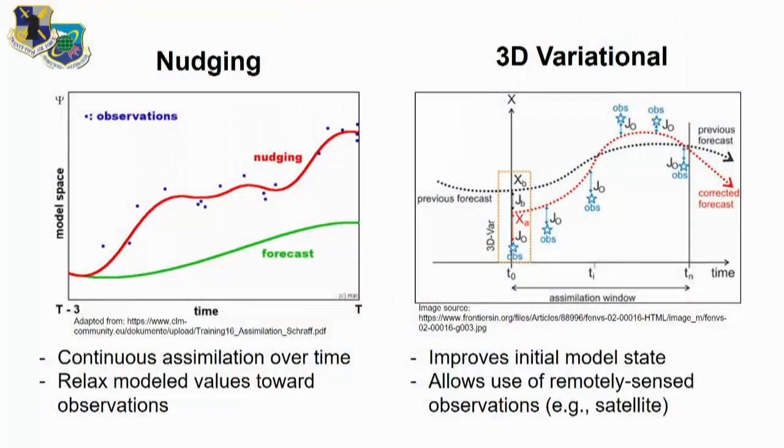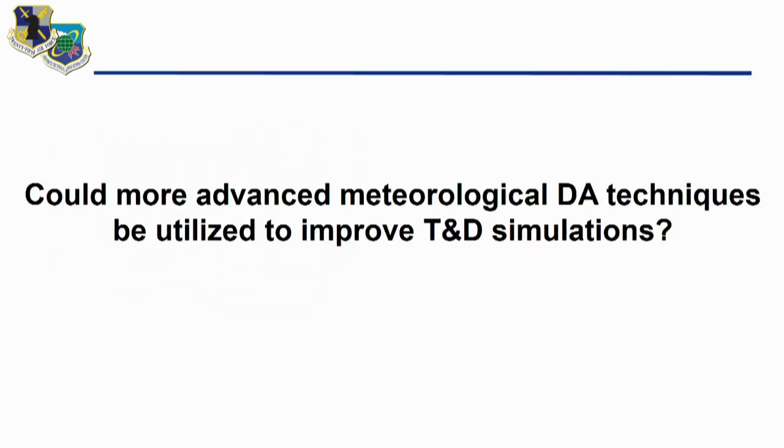So kind of the two differences here is nudging is continuous, but it's a simple approach, whereas the variational is just getting an initial state for the model, but it allows you to bring in a lot more observations. So the question we wanted to ask is, can we find a way to apply the more advanced techniques in a way that's applicable for transport and dispersion?